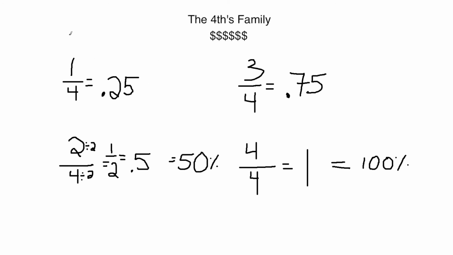Now, let's convert 1/4 or 25 hundredths into a percent. So you can either multiply this by 100 or move the butt cheeks to the right twice, and that would make it 25%.